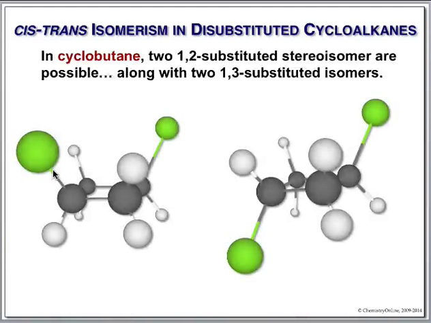Now for these, you do the same thing. You look at your ring plane. These are on opposite sides of the ring plane, they're trans. These are on the same side of our ring plane, they are cis. So we have four stereoisomers, or four isomeric forms of our cyclobutane, where we have two substituents.